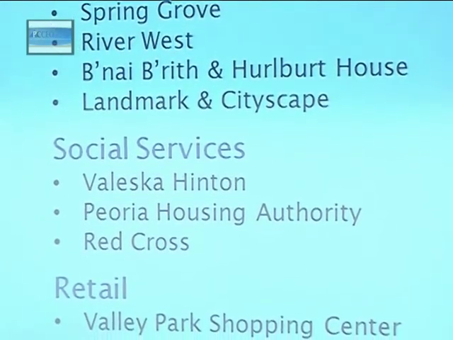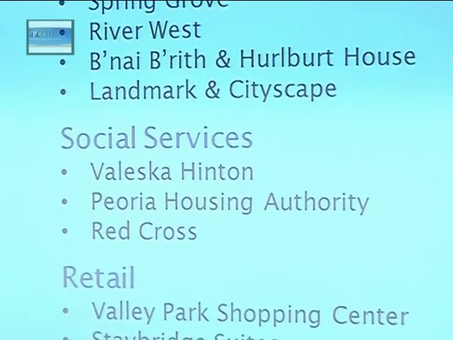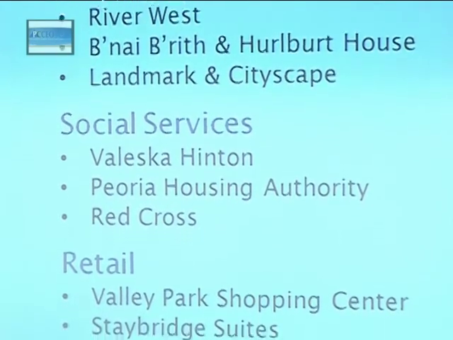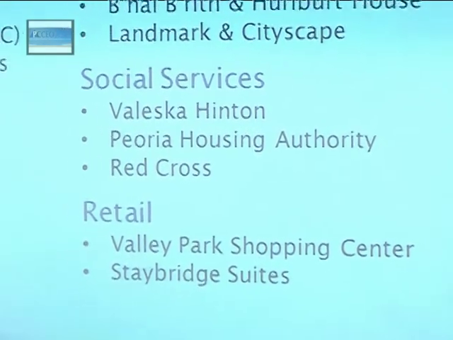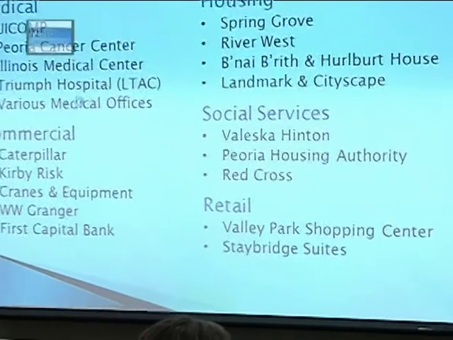The Peoria Housing Authority's main offices, Red Cross, and then we have a modest amount of retail, Valley Park Commercial Center, and then also the Staybridge Suites Hotel is within the TIF. Are you suggesting that all of those investments have used some parts of the TIF fund?